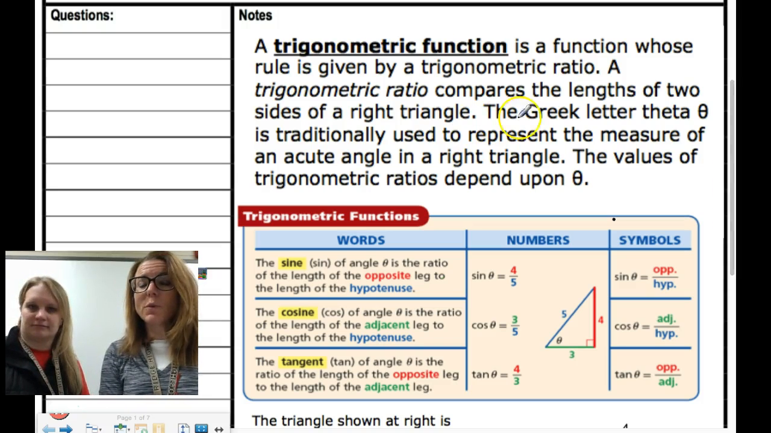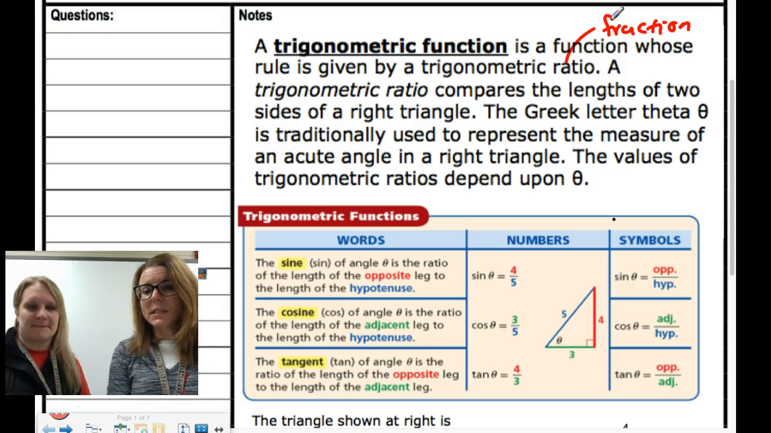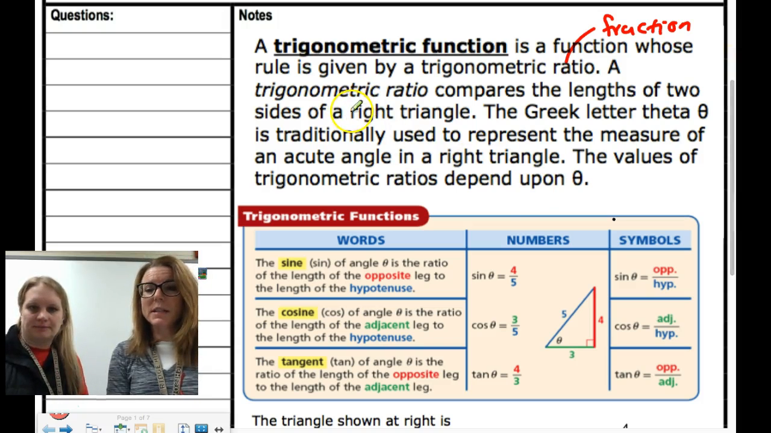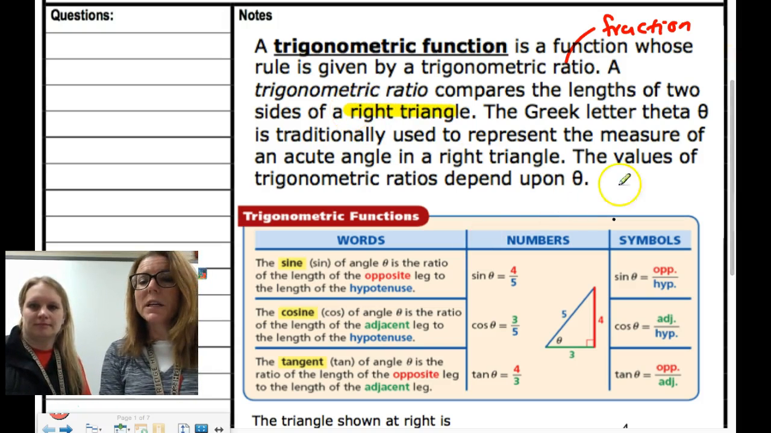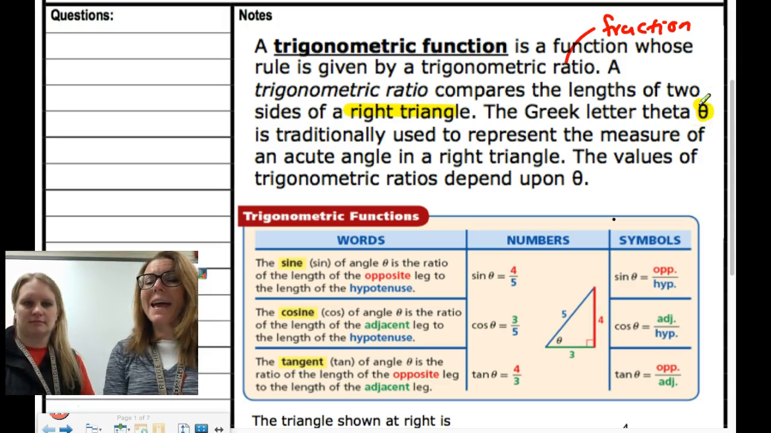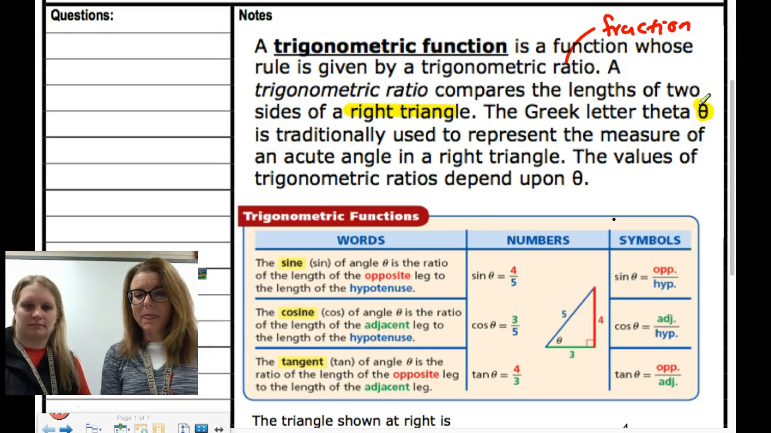A trigonometric ratio compares the lengths of two sides of a right triangle. And notice it says right triangle. That's very important. The Greek letter theta is traditionally used to represent the measure of an acute angle in a right triangle. The values of trigonometric ratios depend upon theta.